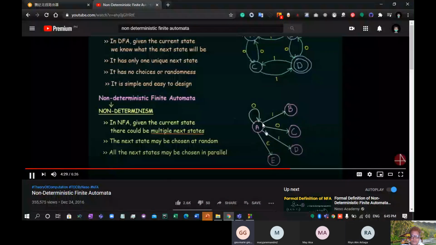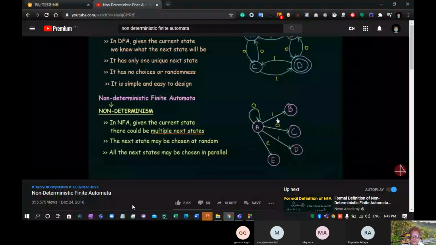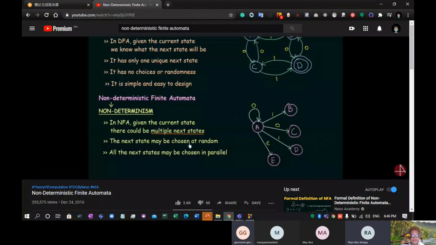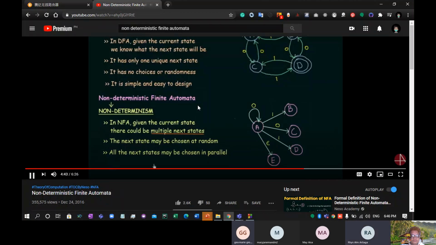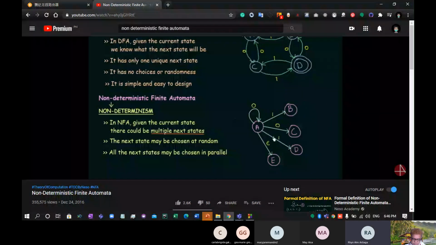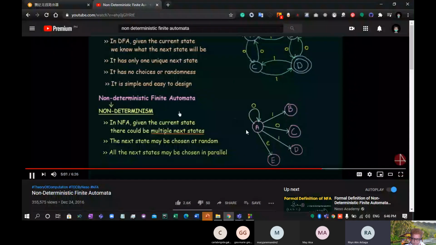Now the question is, how do you choose to which state it goes on getting a certain input? Because it has multiple next states. So it says here that the state may be chosen at random. We may choose the next state at random, or all the next states may be chosen in parallel. That means you could simultaneously choose all the next states for a particular input. So that is about non-deterministic finite automata.